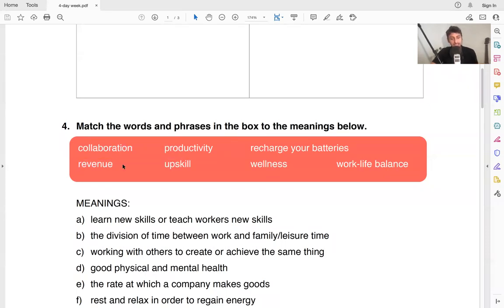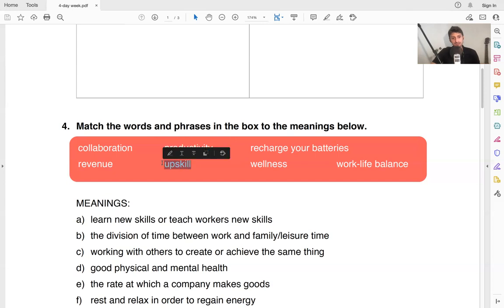Revenue is how much money you bring in. So the revenue is all the money that comes into the company, into the organization. Productivity is how much work you do, how productive you are. Do you get a lot of things done? Meaning, if you waste a lot of time, you're not productive. If you are very efficient, very effective, then your productivity is very high.